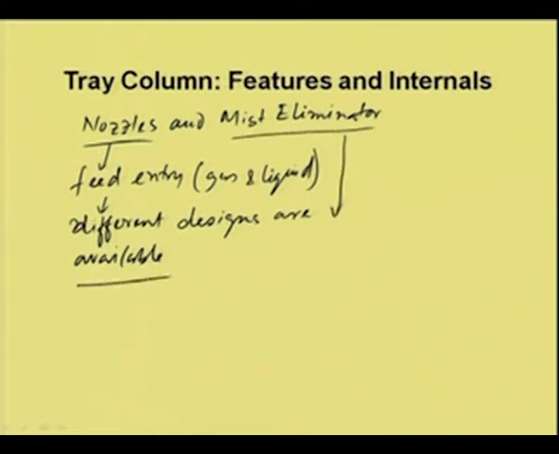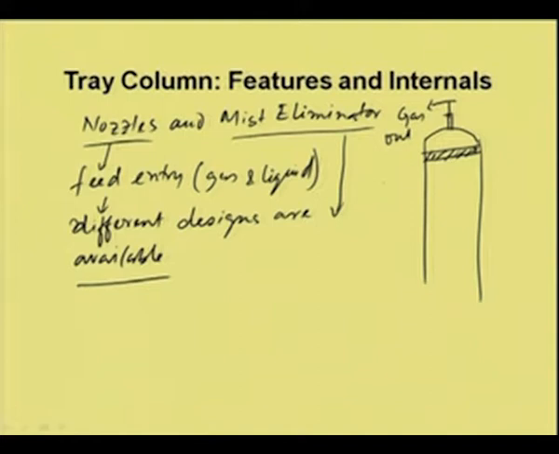And as we have seen, at the top of the column where the gas goes out, above the liquid inlet there is a little opening. When gas goes through the liquid, it takes away some of the mist formed by gas-liquid contact in a particular tray, and that mist has to be eliminated. So there is a mist eliminator at the top of the column.